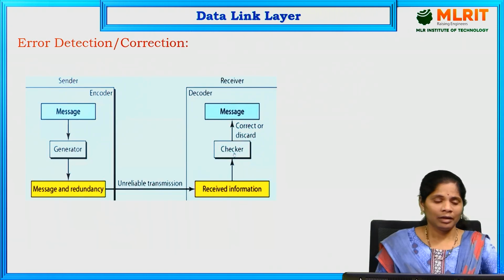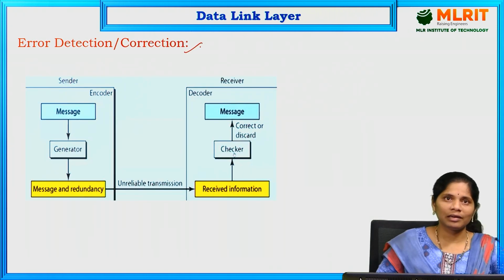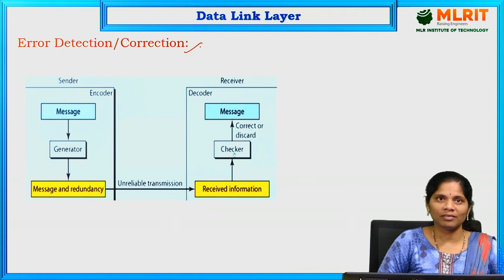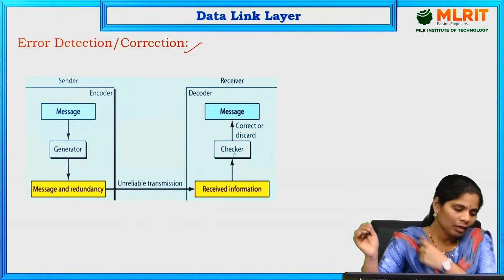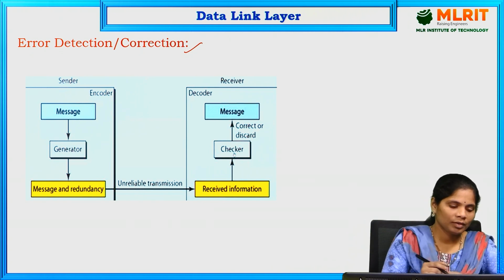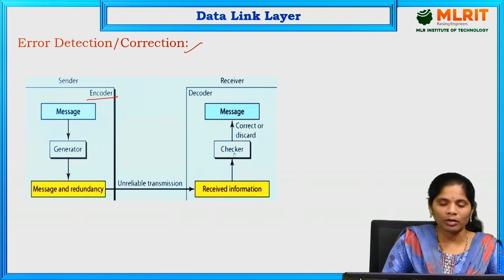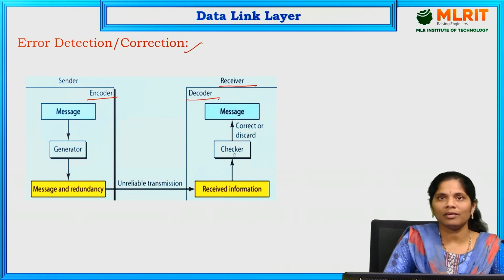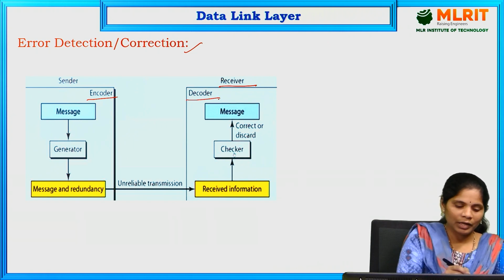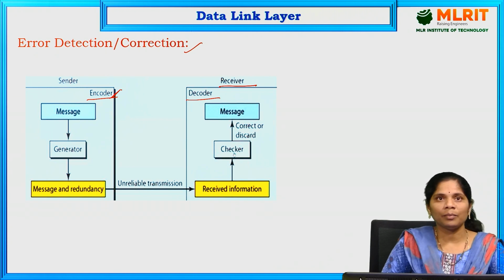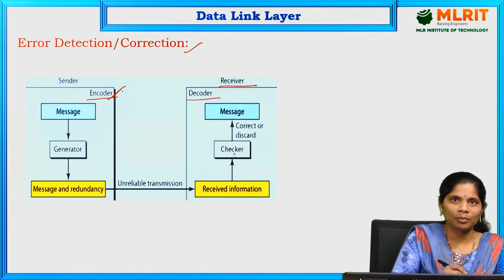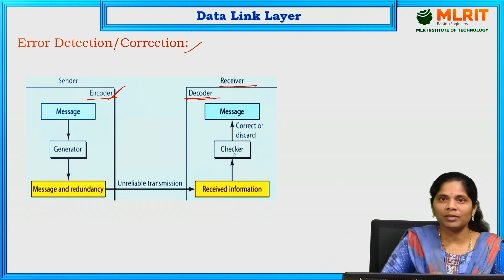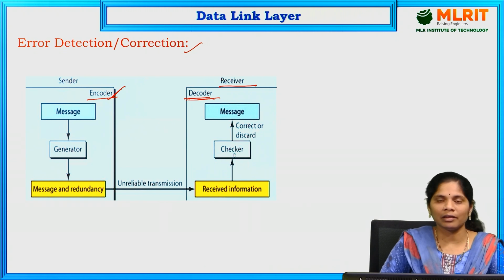So how exactly do error detection and correction happen from the sender to the receiver? See here, first the message. The sender side is called the encoder and the receiver side is called the decoder. Encoding means we are adding extra bits to the original data. That is the encoding process. Decoding means we are removing the extra bits and checking the original data, and that is done by the decoder.